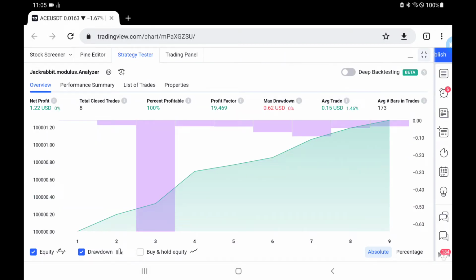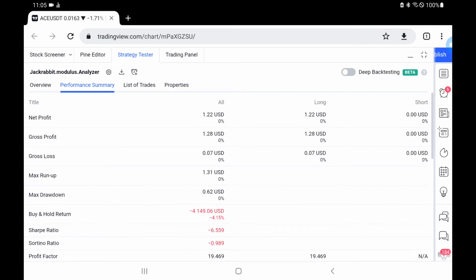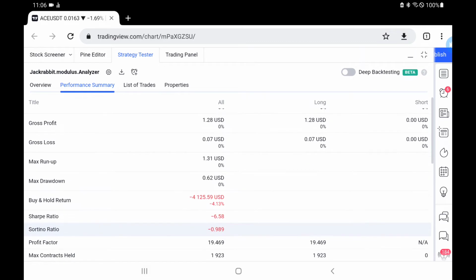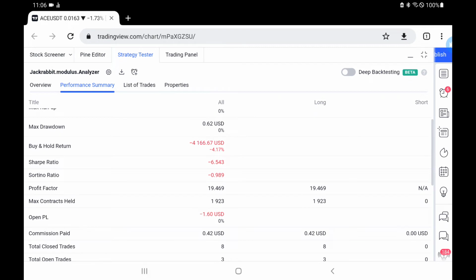Let's see what else this thing has to say. Well, it did better than buy and hold. Buy and hold is minus $4,000. It made 62 cents profit. Excuse me, average drawdown. It made a profit of $1.22. Now you can see here, drawdown is only 62 cents. That's not correct. As you already know, that's just wrong from the charts we just looked at. That's very misleading about your risks. But still, it beat buy and hold quite significantly.